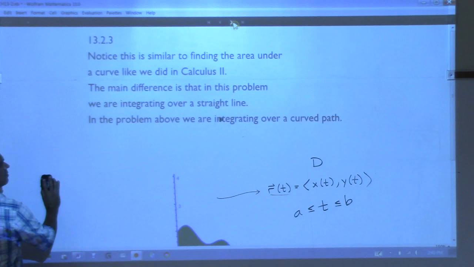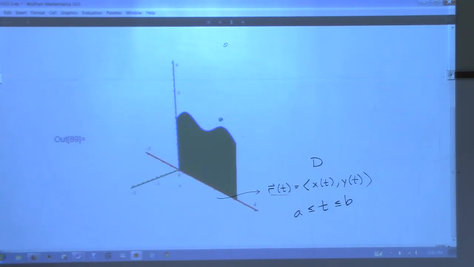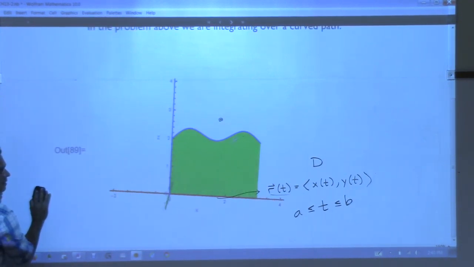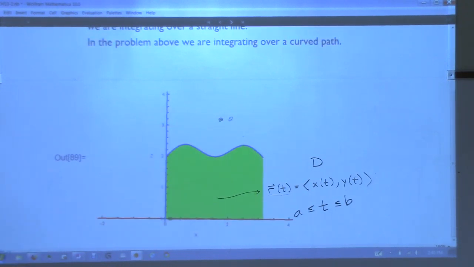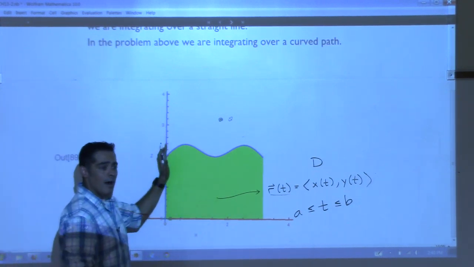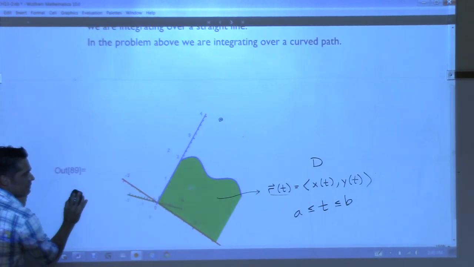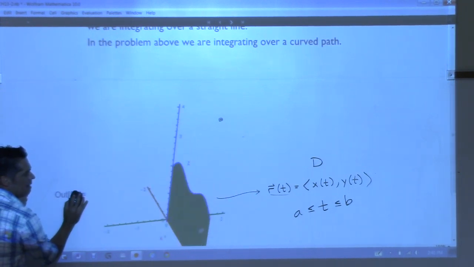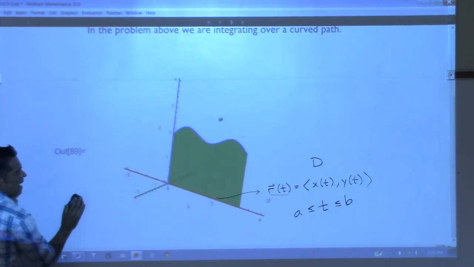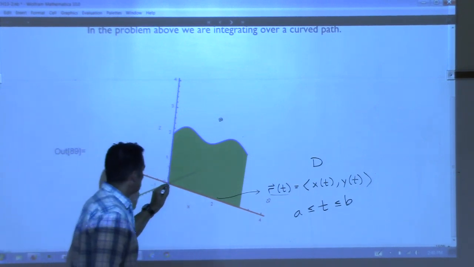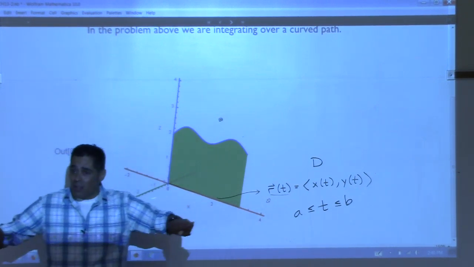See, in Cal 2, you didn't realize it, but when you were finding the areas under curves, you were looking at it from the side like this, right? That's the way you were looking at it in Cal 2. You didn't actually realize that your curve was in three-dimensional space. So you were just looking at X and Y. We're doing the same problem here, just now we're in three-dimensional space. And so can you see how we were actually hanging a curtain from a function? That's what we were doing. But the key here was that this curve on the ground was a straight line.